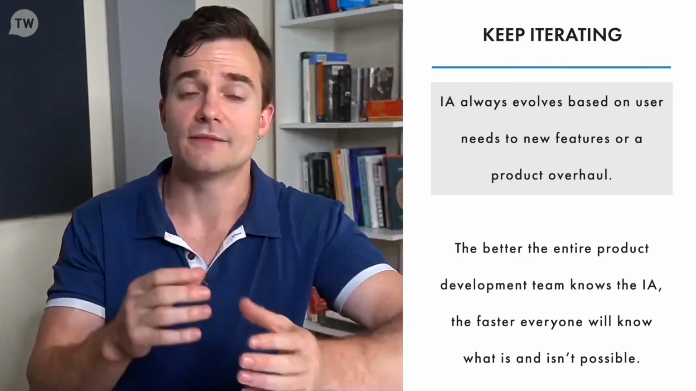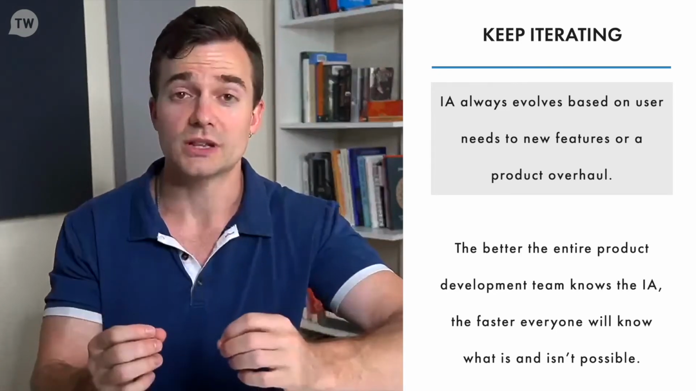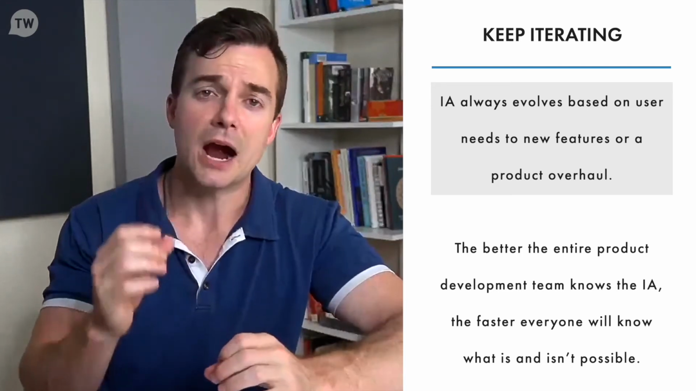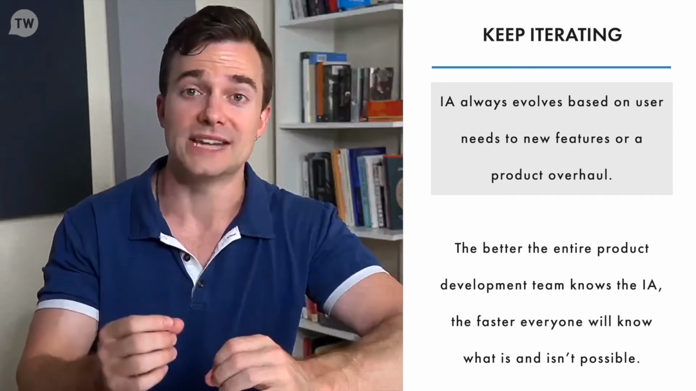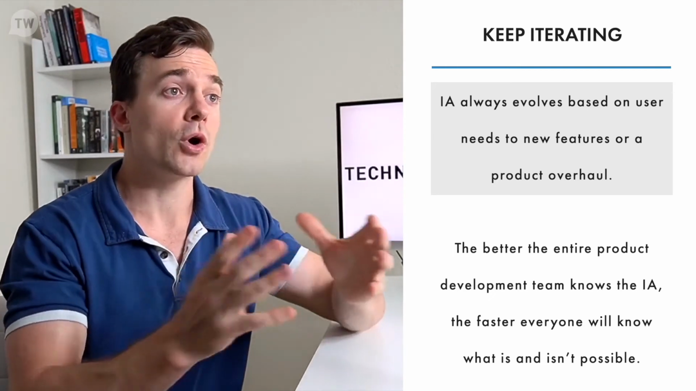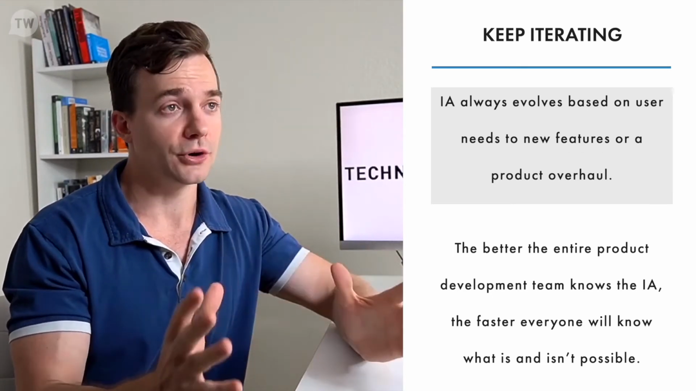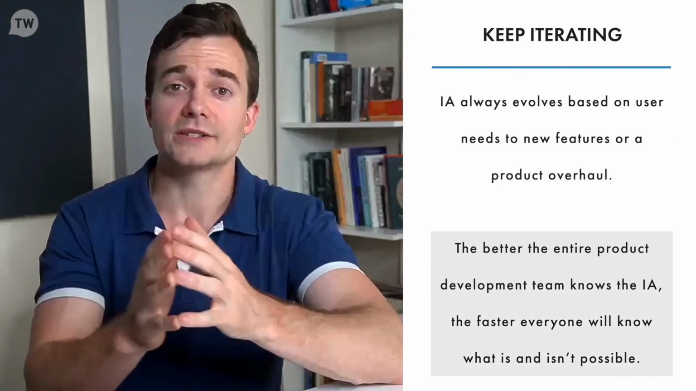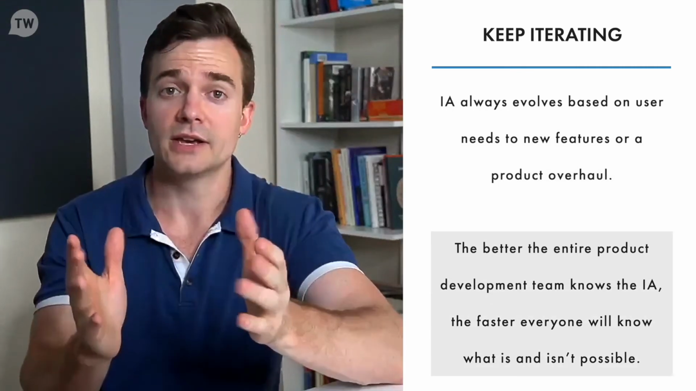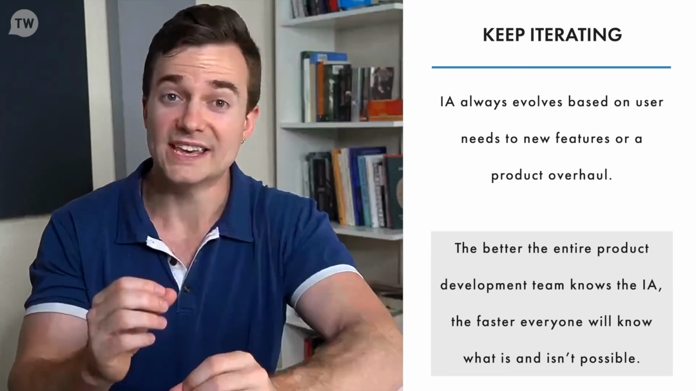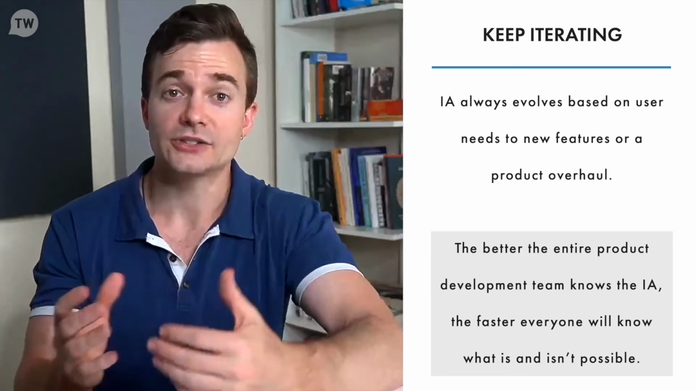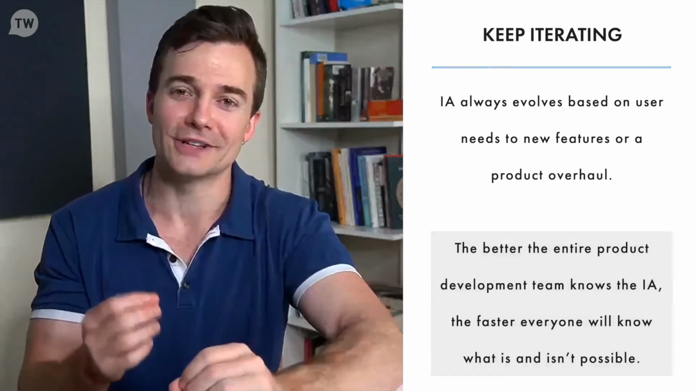Knowing that IA is a fluid document, one that likely changes weekly, and sometimes even daily, is a powerful way to maintain the overall documentation and content to support your app or website without ever touching the code or creating new prototypes. The better the entire product development team knows the IA, the faster everyone will know what is and isn't possible, and how serious any supposed easy work really is.